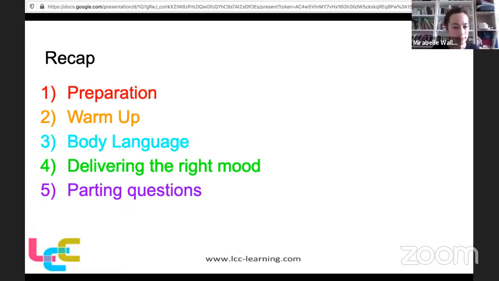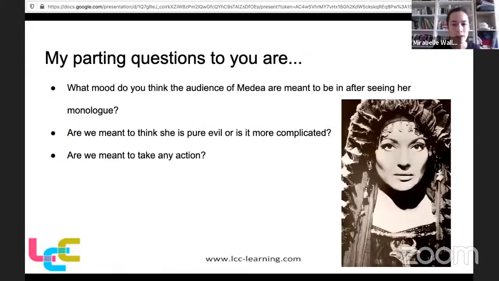Number three, use good body language, have good posture, try to be open, gesticulate if the context is appropriate, make eye contact. Number four, deliver the right mood, so tailor things like rhythm, stress, volume, intonation, according to the mood you want to elicit from your audience. And finally, think of parting questions, anticipate any debates that your speech might arouse.